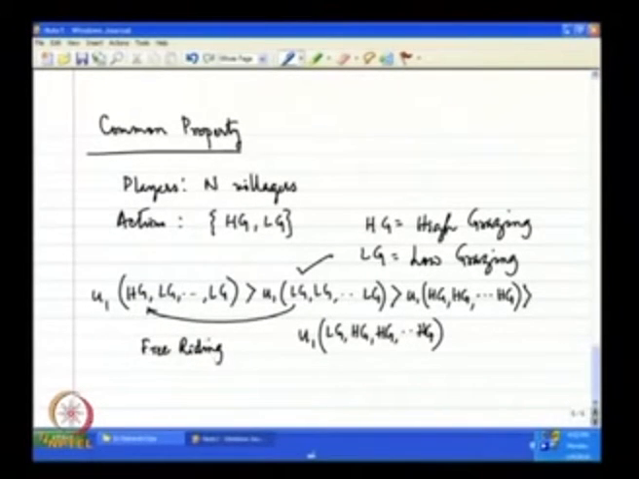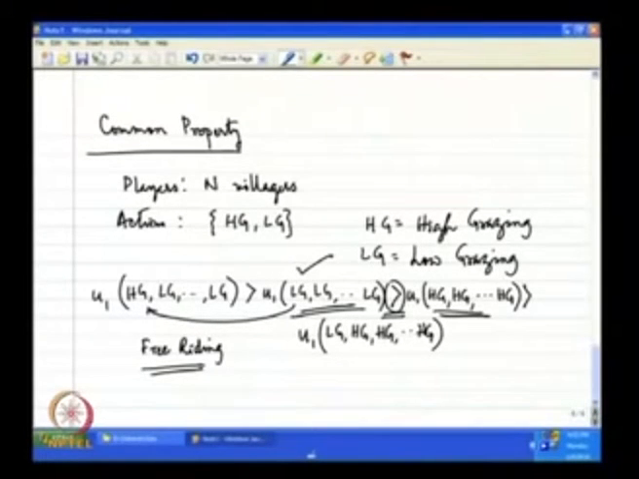I am exploiting the other players because they have gone for LG, whereas I am taking the advantage of that situation. And whereas LG, everything cooperating is better than HG. That is, if people are not cooperating, that is worse for each of them, that they understand. This is given by this greater than sign.